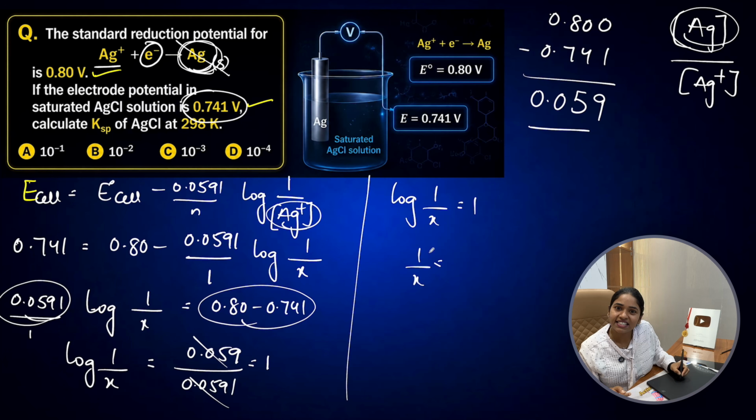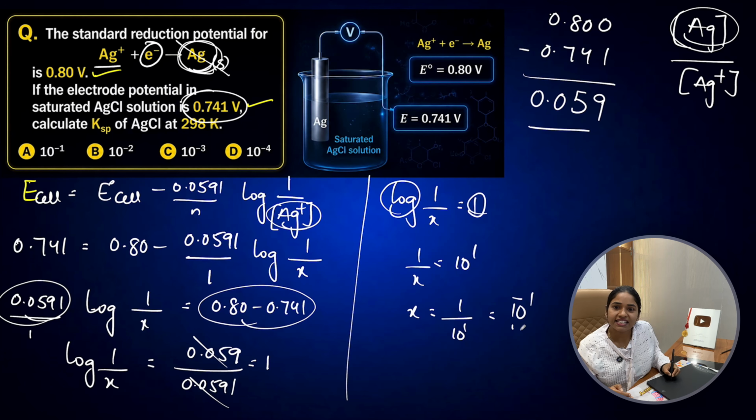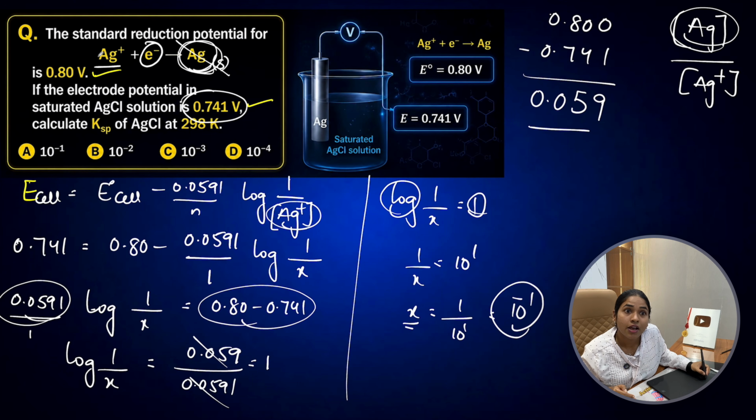Then 1 by X is equal to, if it goes this side, then it will be 10 power, whatever number goes as a power. Then X is equal to 1 by 10 power of 1, which means 10 power of minus 1 is the X value. That is the concentration of Ag plus. We found the Ag plus concentration. Now they are asking Ksp.